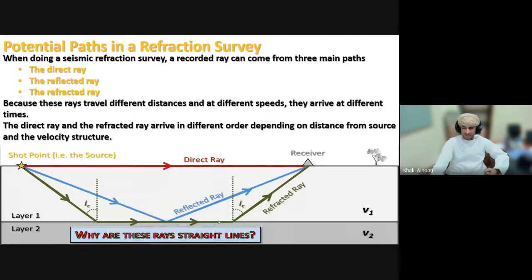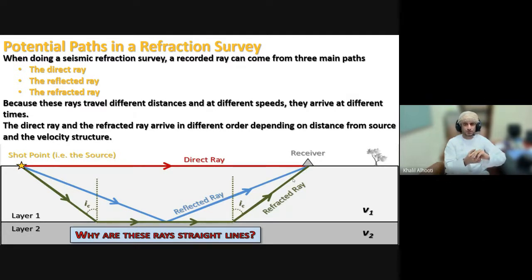So what is the relationship? Why are these things important? This type of energy, the reflection in blue color, we'll study in some other chapter. For this chapter, we will consider only refraction, how they travel, and how we can use them to determine the Earth structure. In all the seismic techniques, either reflection or refraction, the most important things we need to determine are, first of all, the velocities of the layers. How many layers are there? And what are the thicknesses of these layers?